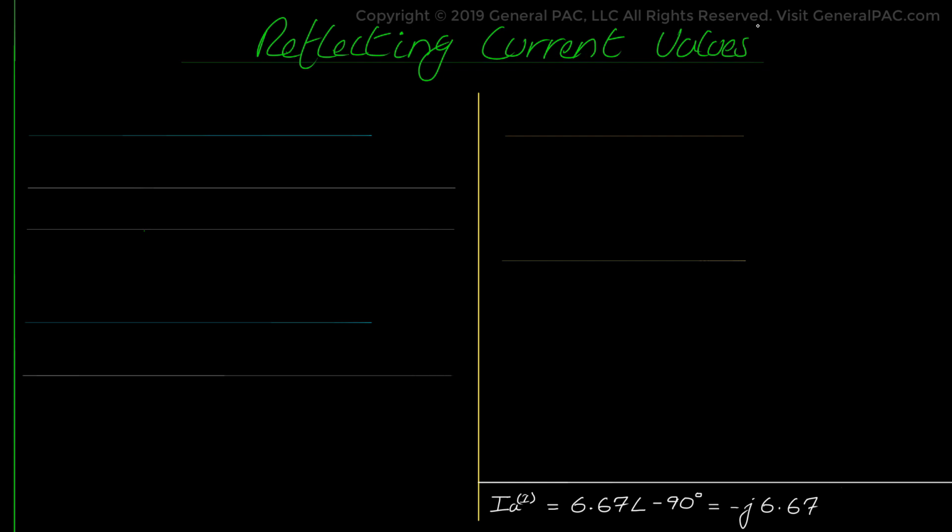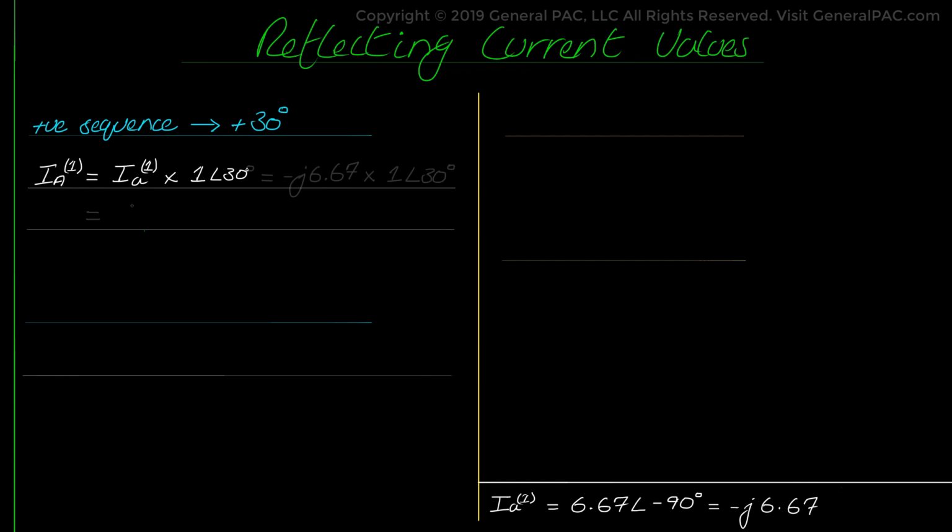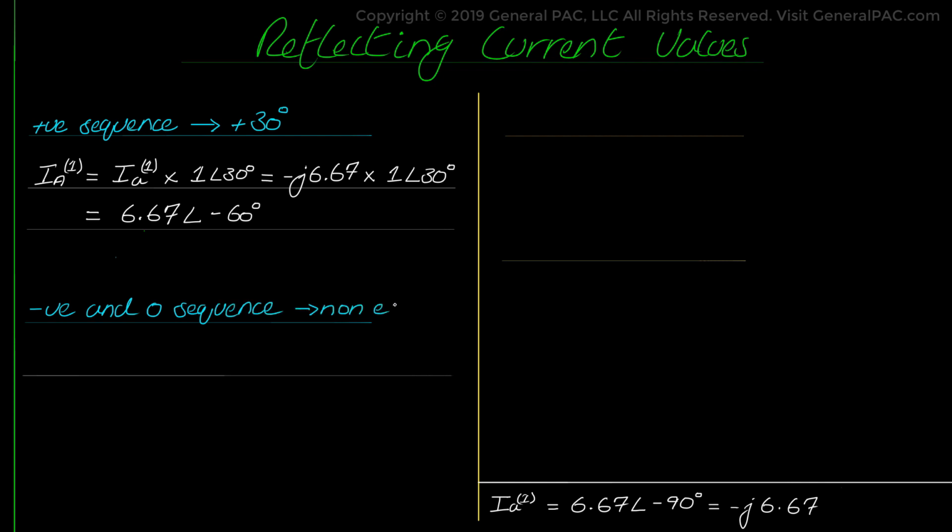So, given that we have a DY1 or a DAB transformer connection, to determine the high voltage positive sequence component, we will shift the positive sequence component by plus 30 degrees, and that can be done by multiplying the low voltage fault current with a value of 1 at the angle of plus 30 degrees. 6.67 per unit at the angle of negative 60 degrees is the positive sequence current on the high voltage side of the transformer. For zero sequence and negative sequence components, however, they will be non-existent because a 3-line to ground fault, again, is a balanced symmetrical fault, and there are no negative and zero sequence components in symmetrical faults.